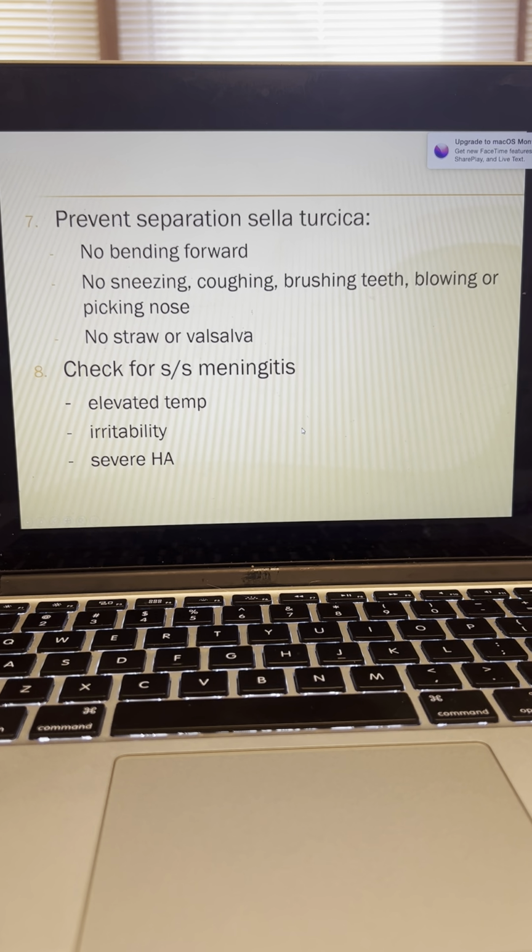Signs and symptoms of meningitis would be elevated temp, irritability, severe headache. And if they develop some type of meningitis, of course, they're going to need antibiotics, again, bed rest, those kind of things, because we don't want any type of brain abscess.